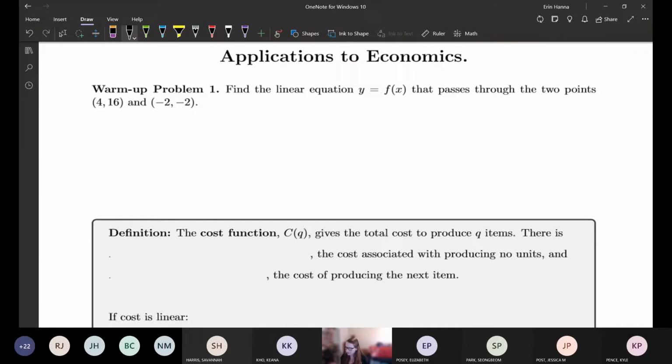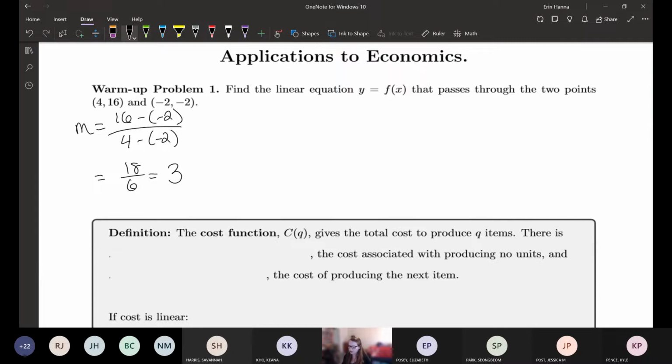So here we want to find the linear equation that passes through the 2 points, (4, 16) and (-2, -2). The first thing we need is the slope. I always like putting the larger y value first, but whatever floats your boat. So we will get 18 over 6, which is 3.